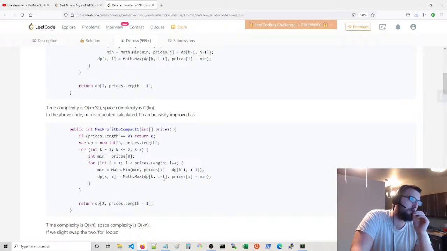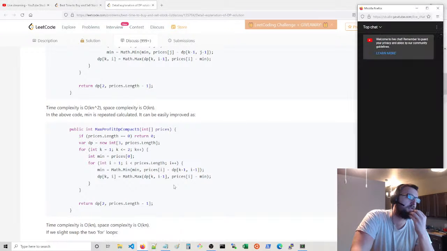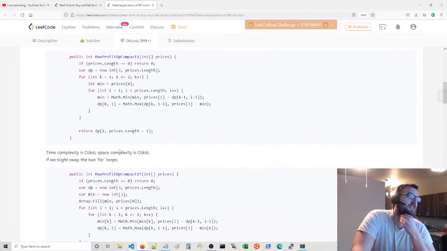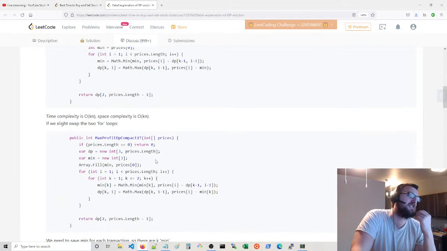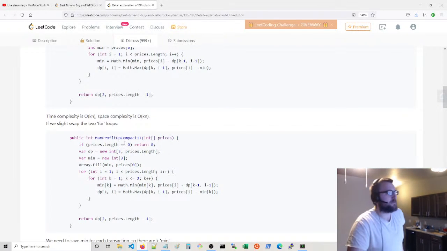So he actually swapped the two loops so that you're looping over k. And then from there, so confused. Actually, I don't know. What happens if you swap the loops?